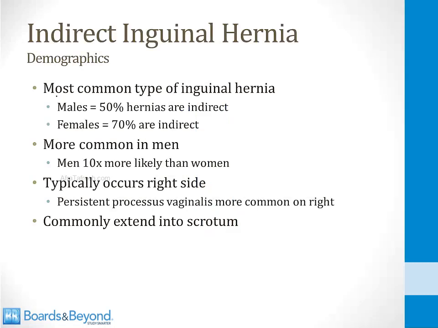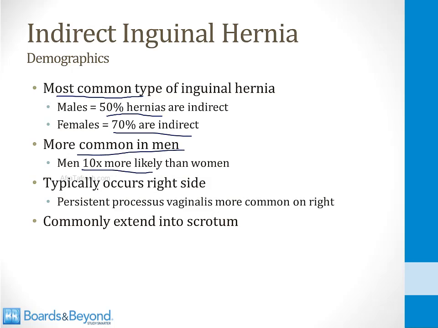As I said before, this is the most common type of inguinal hernia. In males, 50% of hernias are indirect. In females, 70% of hernias are indirect. Although we've been talking about the inguinal canal and the spermatic cord, in women it carries the round ligament and hernias are still possible. These hernias are more common in men, as are all hernias. Men are 10 times more likely than women to develop an indirect inguinal hernia.